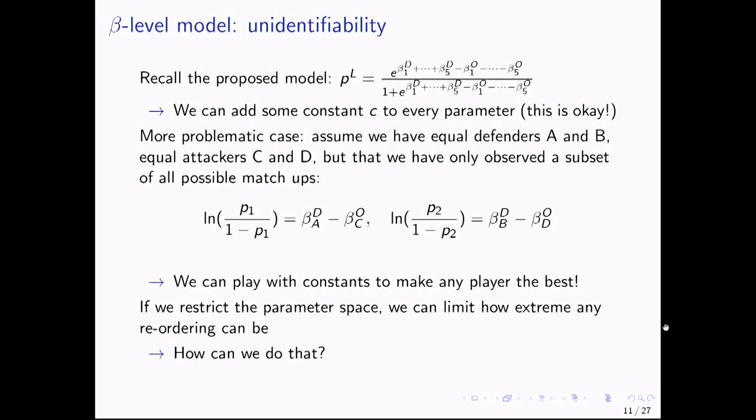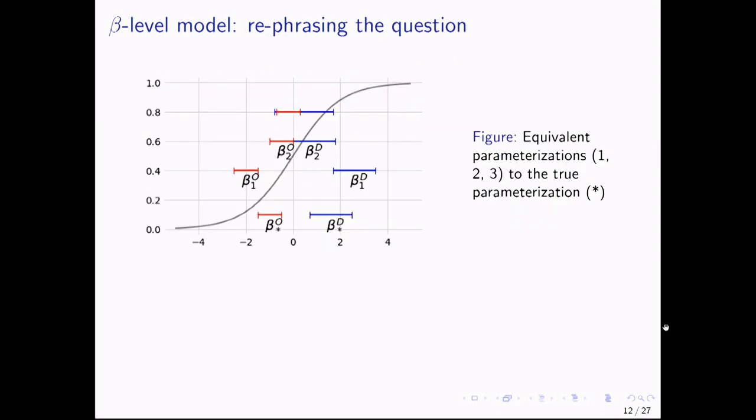But one thing we can note is that if we restrict the parameter space, at the very least, we can mitigate how crazy any reordering of the parameters can be, which obviously begs the question, right, like how on earth do you restrict the parameter space in a meaningful way?